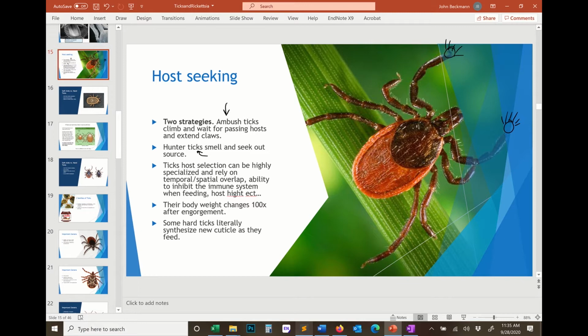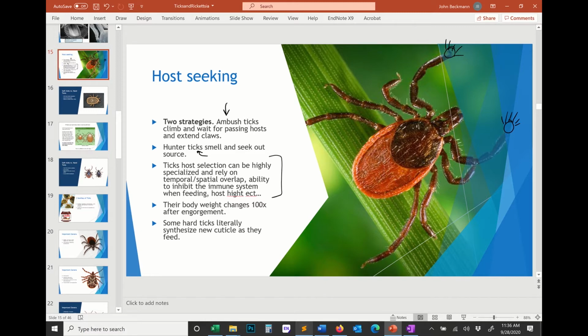And the host selection, just like any insect or any parasite, can be highly specialized. So there might be some tick that really can only take a blood meal on a particular mouse, because maybe that's the only mouse that's running through the little areas where they're hanging out on the grass, and they specifically evolve to have close host associations. So they're not generalists in the sense that they can specialize in the organism that they take the blood meal from. So they're famous for when they take the blood meal, their body weight can change 100-fold.